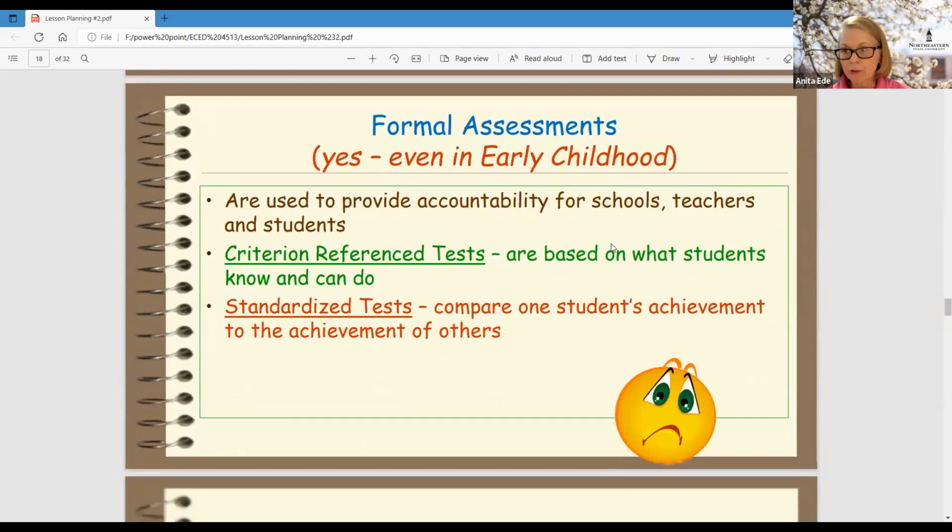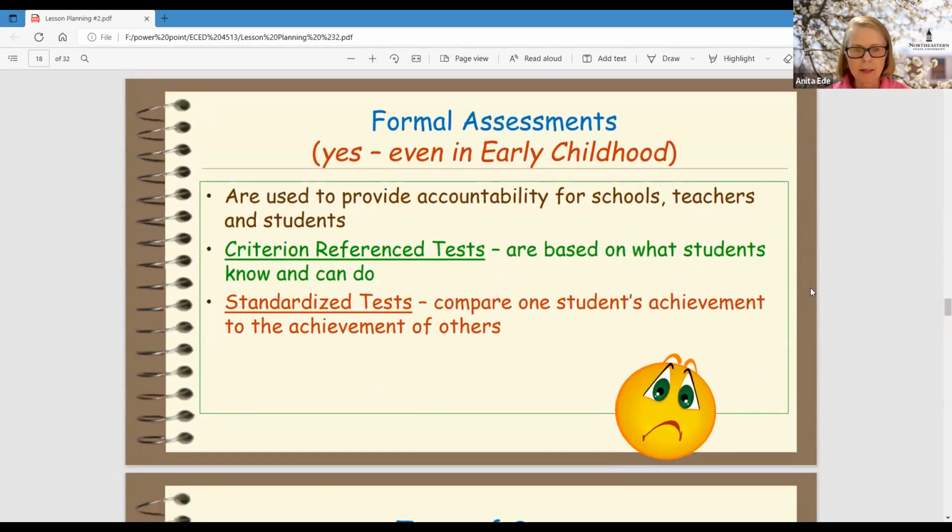All right, you're going to do other formal assessments. There are two different kinds: criterion reference tests, which are based on what students know and can do, usually start in fourth grade, so you're not going to be doing that. However, you're going to be giving standardized tests if you are in first grade and above. We always used a standardized test in first grade when I was working, and it hasn't changed. Gave one in August, gave one in March.